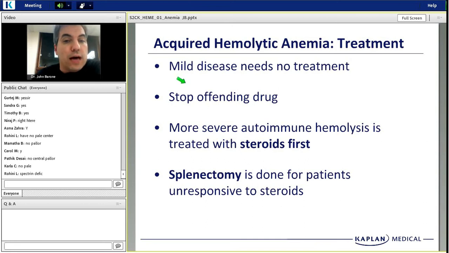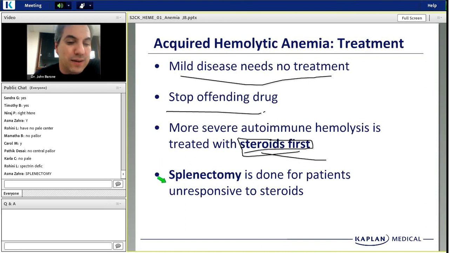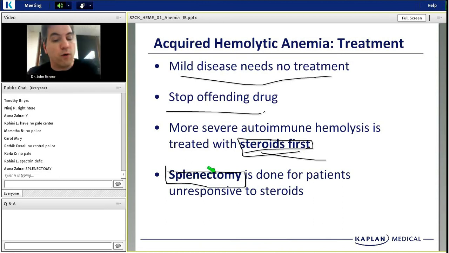Look for direct Coombs. Now, what are you going to do for an autoimmune disease? Well, if it's really mild, the episode will go away. If it's due to a drug, stop the drug. And then finally, if it's autoimmune and it's pretty bad, what do you do for all autoimmune diseases? Steroids. Now, if it's really bad and chronic, you may have to take out the spleen. If the steroids don't work, you have to take the spleen because the spleen is where the destruction is. So always steroids first. Steroids fail, splenectomy.